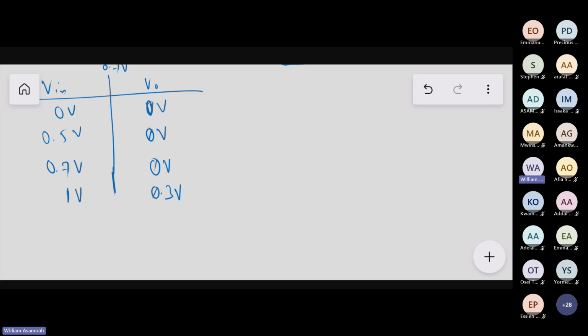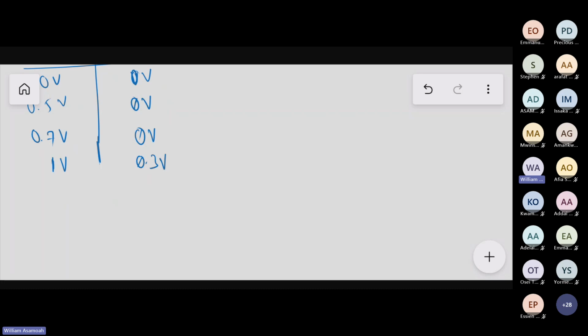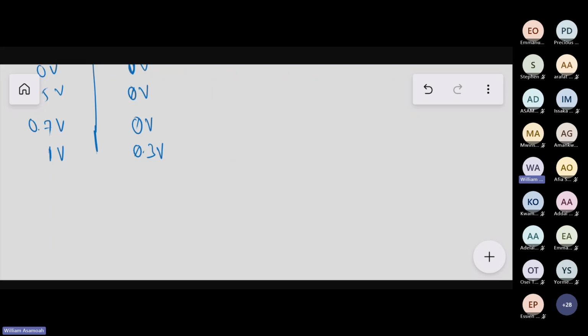So unless it's above 0.7, it can't cross. So the excess. The diode will latch a minimum of 0.7. Is that right? A diode will always latch a minimum of 0.7. Please, do we understand?